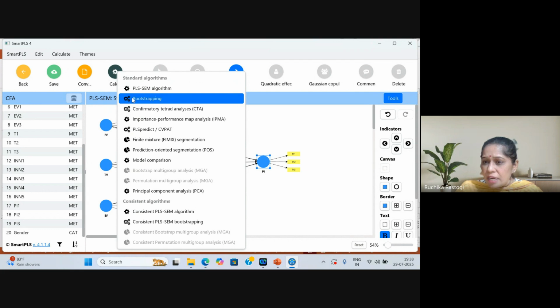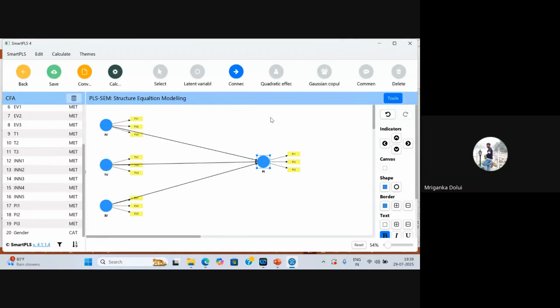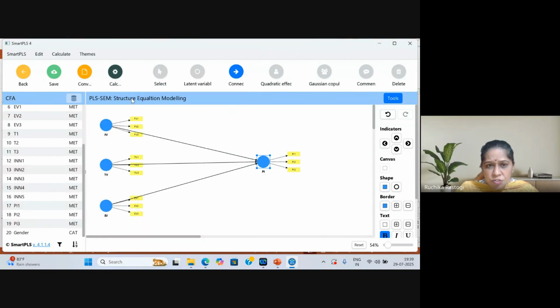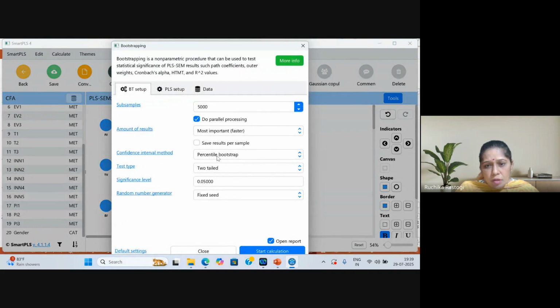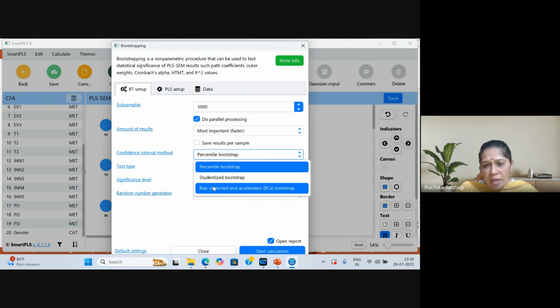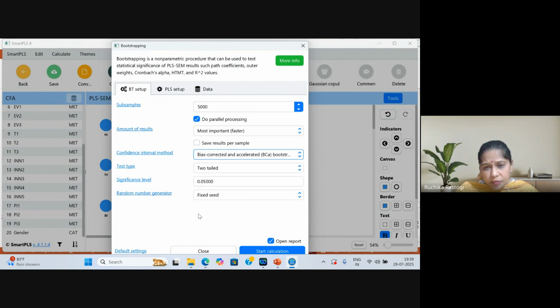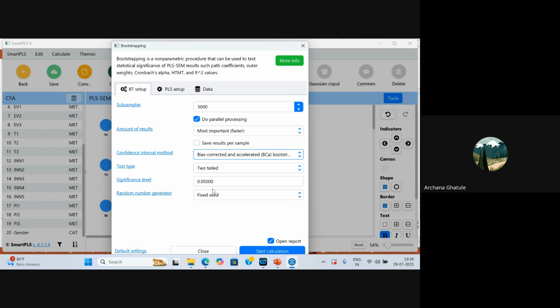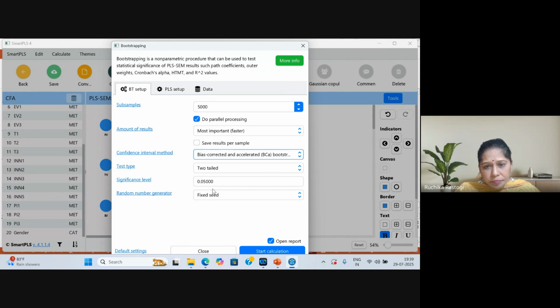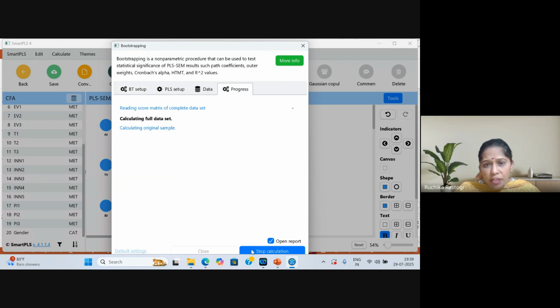bootstrapping. For the path analysis, you all have to run bootstrap. Are you able to see that from the calculate? Yes, ma'am. You will go to calculate and bootstrap. Just select the bias corrected and accelerated bootstrap. It gives you much approximate and right value. From the confidence interval method, just click on bias corrected and accelerated bootstrapping. So our hypothesis is two-tailed only, no? Yes. Now, start calculation.